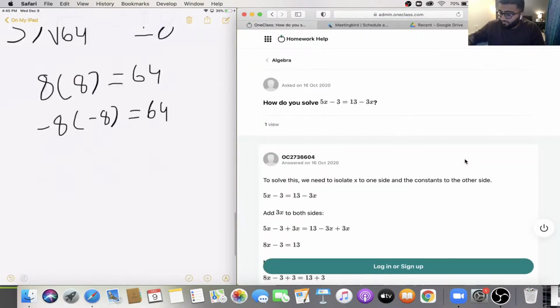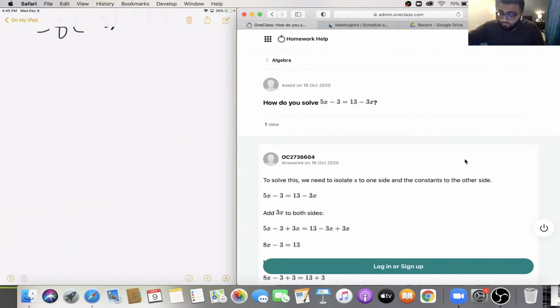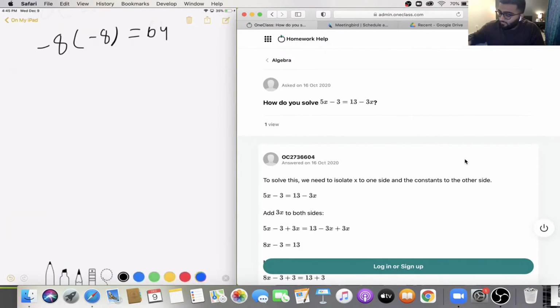Alright, and now our next question is number 6. How do you solve for 5x minus 3 equals 13 minus 3x? 5x minus 3 equals 13 minus 3x. So our best thing to do is to isolate the x on one side and the numbers onto one side. So what I'm going to do is bring the x to the left side.